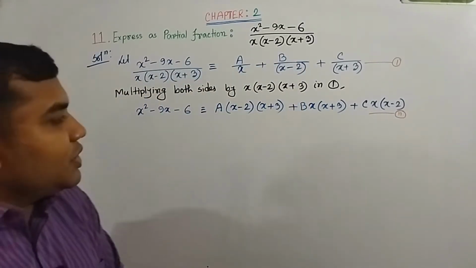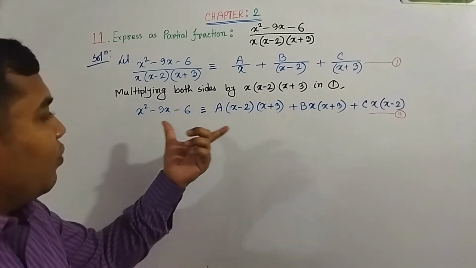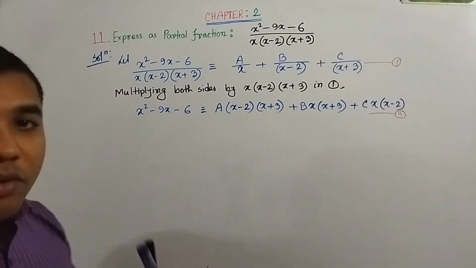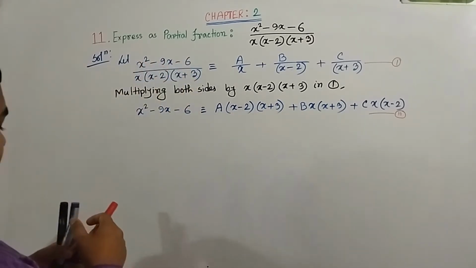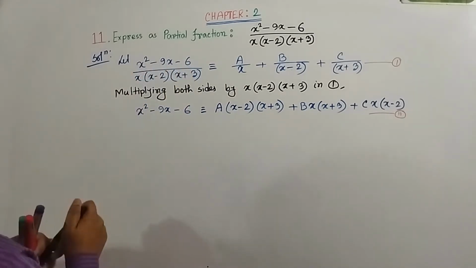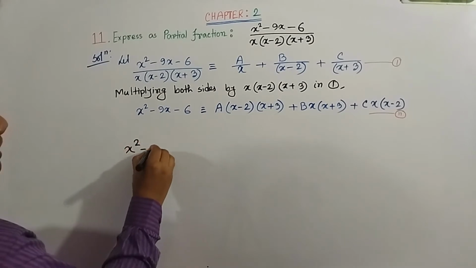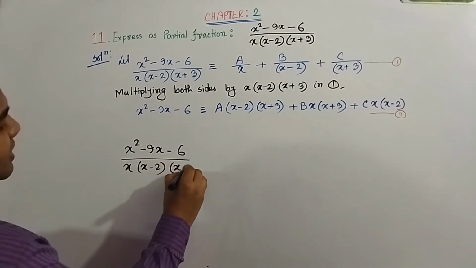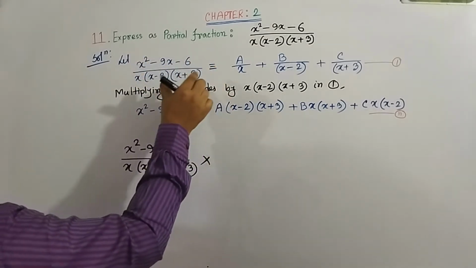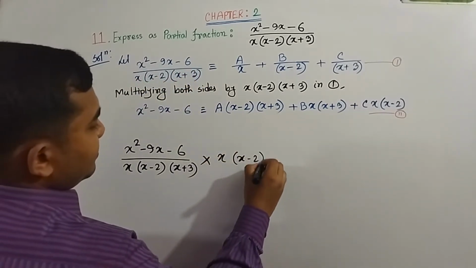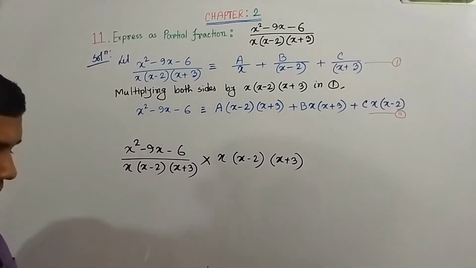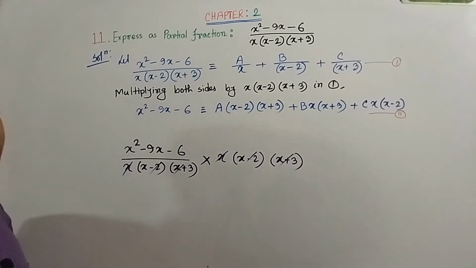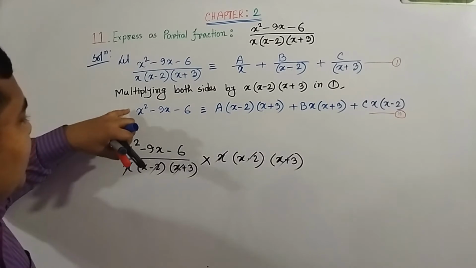Maybe a question arose in your mind: how can we multiply it, and why has it come this way? Sometimes you can't understand, so I'm going to explain it on another line. We were multiplying this part with the denominator, that means x square minus 9x minus 6 divided by x into x minus 2 into x plus 3. If we multiply this by the denominator, these three will be cancelled, so only this part will remain.